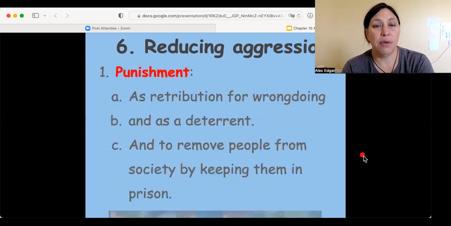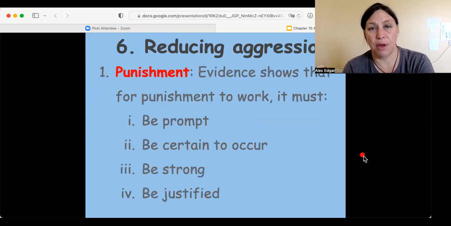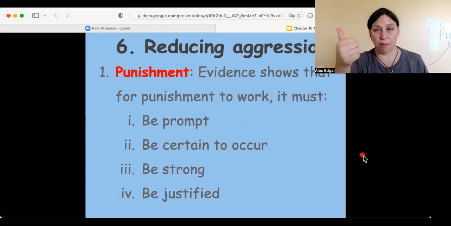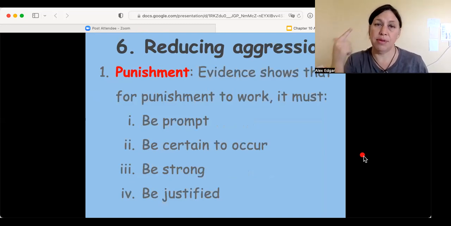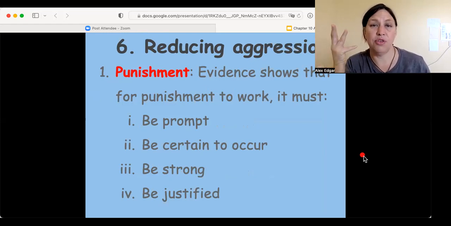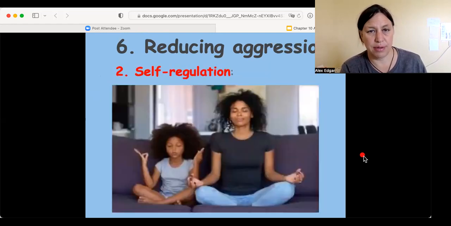Okay, so another way of reducing aggression, punishment, our favorite. Okay, so we use that as a retribution for wrongdoing, as a deterrent, and to remove people from society. But does it work? The answer is yes, partially. But for punishment to really work, it needs to be prompt. We don't get that right. It needs to be certain. We definitely don't get that right. It needs to be strong and it needs to be justified. It needs to be fair. Okay? But if all of those things are in place, it's fantastic. Otherwise, it's only partially successful.